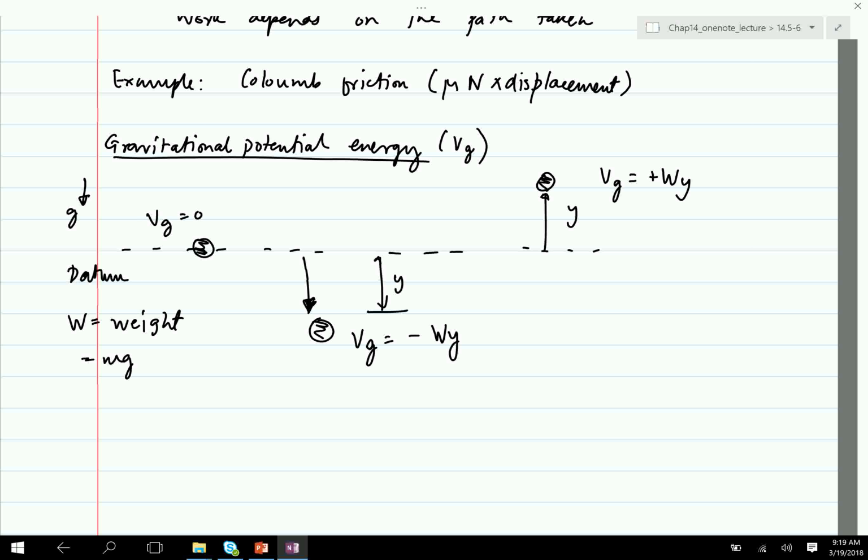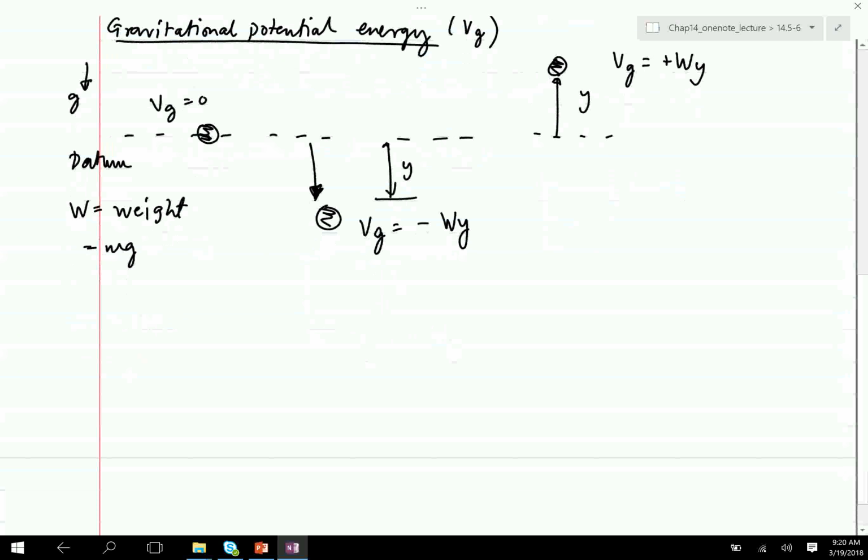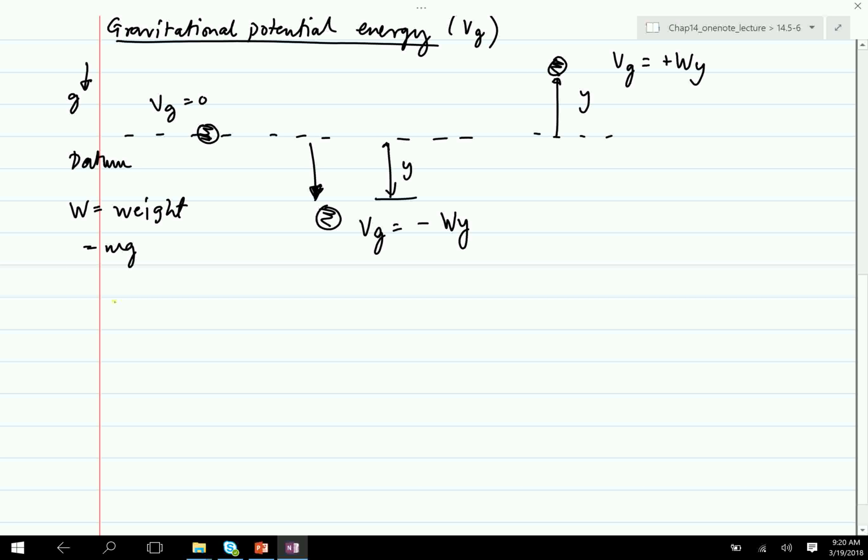So that will become slightly confusing when we look at both the principles, work done and conservation. But don't worry about it right now. I'll remind you once we get to those problems. So elastic potential energy. I'll denote that as VE.